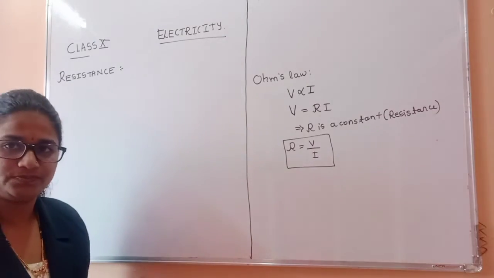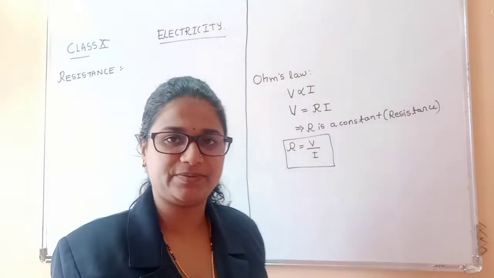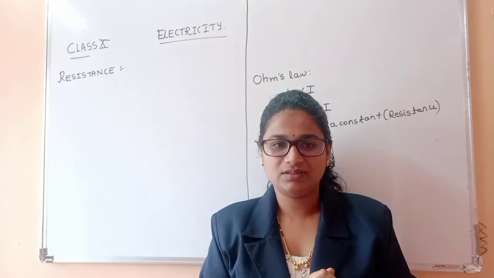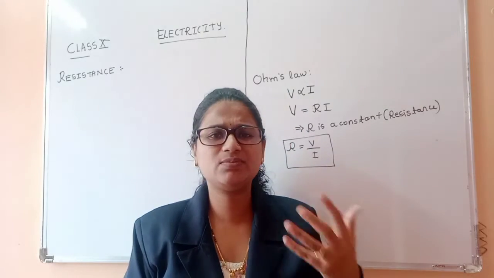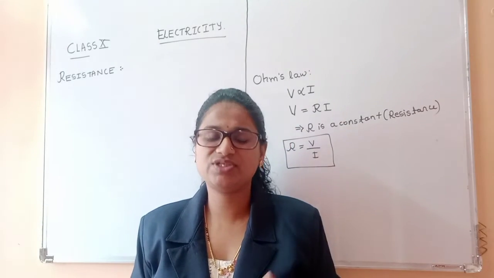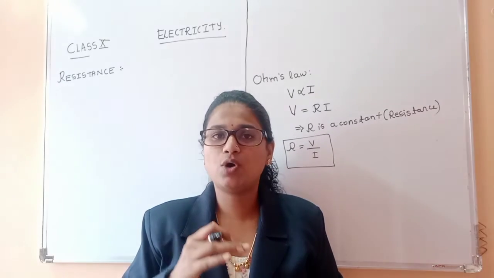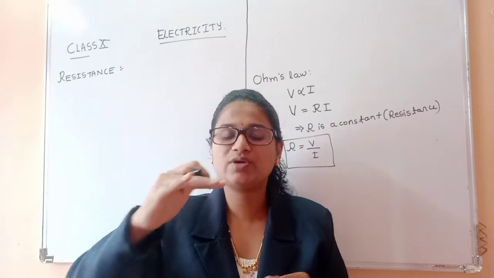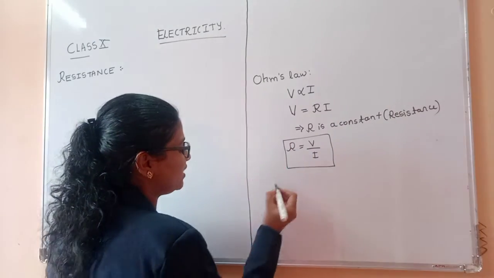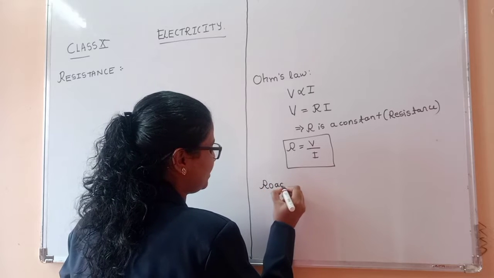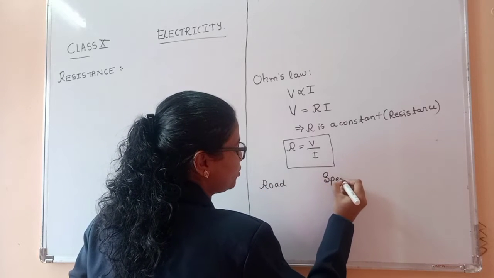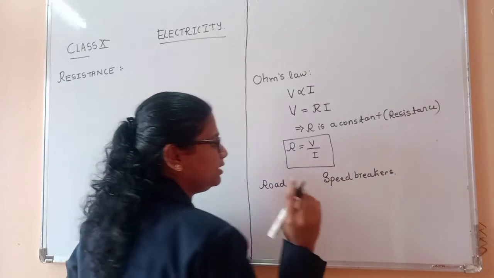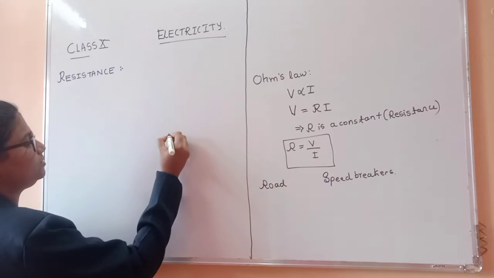So till now we know the concept. Now let us move to the other thing. For example, let us consider a national highway, or any busy road. Sometimes the road will be smooth, and in between the road you can find speed breakers. Now let us consider a circuit.